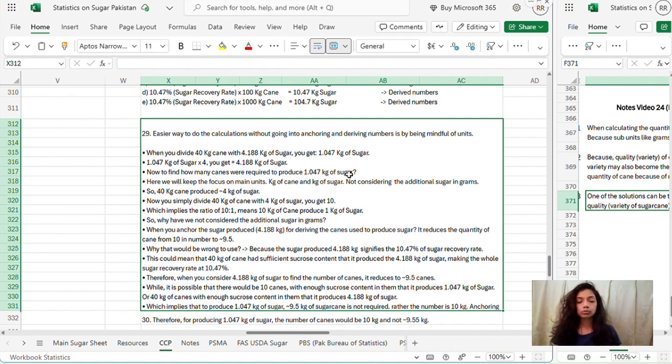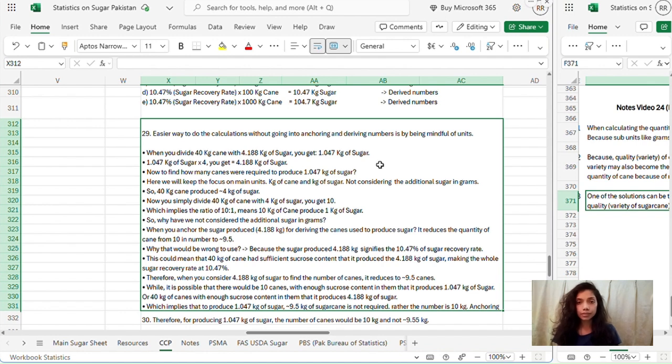The idea behind this was to ensure that we anchor the right numbers and the base numbers so that further calculations can be made correct. Starting here on point number 29, it is explained elaborately. It says an easier way to do the calculations without going into anchoring and deriving numbers is by being mindful of units. So let's just walk through it point by point.